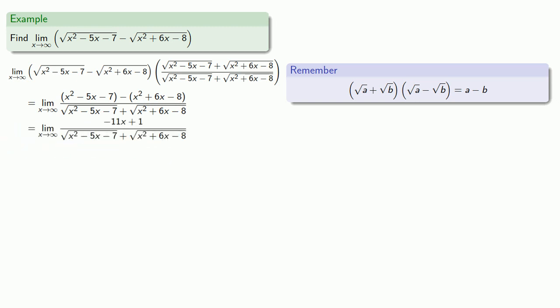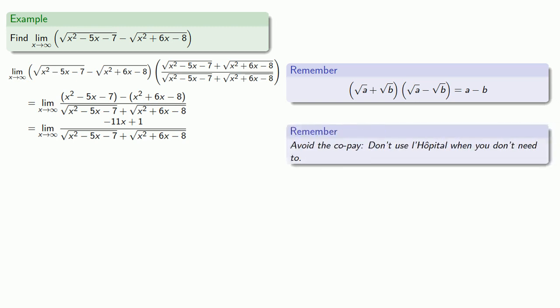And here we have a form of a quotient where the numerator goes to infinity and the denominator goes to infinity, so we can apply L'Hopital's rule, but avoid the copay. Don't use L'Hopital's when you don't need to. If you apply L'Hopital's rule to this, you will get a terrifying nightmare. Also, it won't help you find the limit. So let's think about what else we can do.